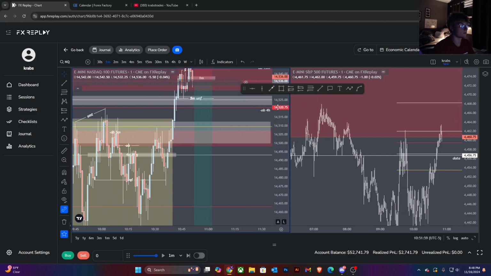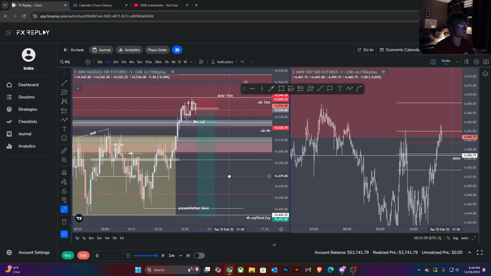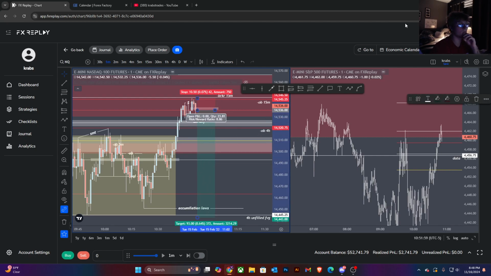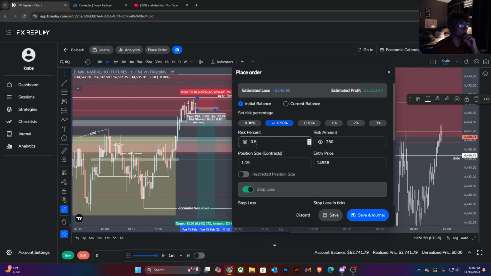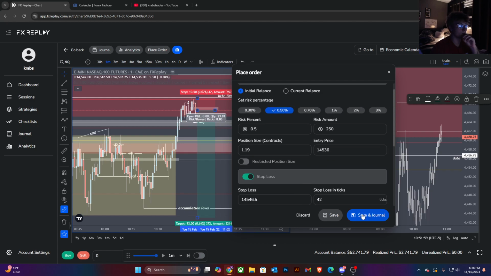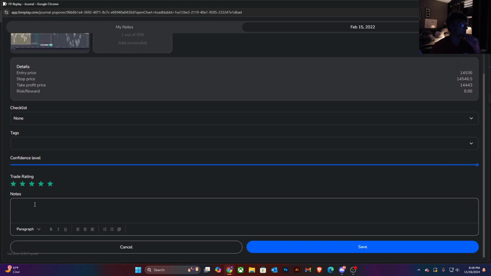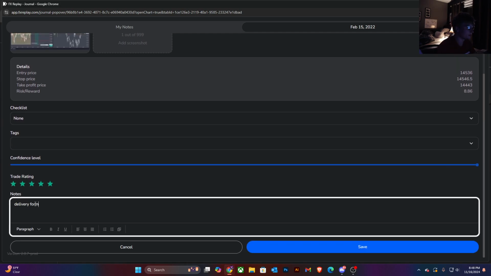11-point stop. Risk on this is super good. 4-hour unfilled. Let's try it. Place order. Sell market here. Saving journal. Super high confidence. This is a type of trade that if it loses, I straight up don't care. RR here is really good.